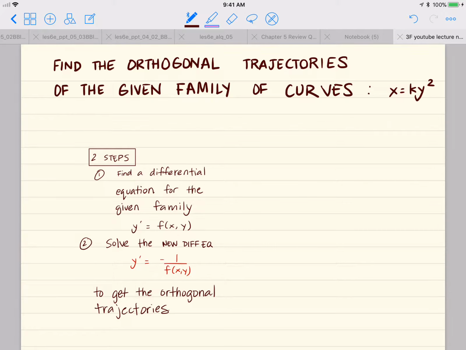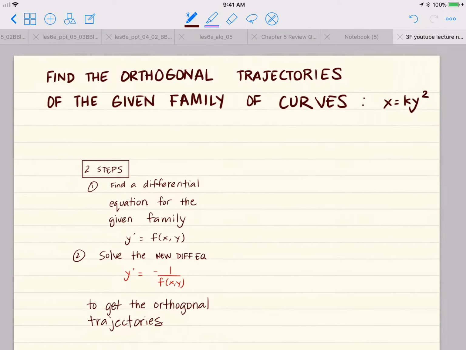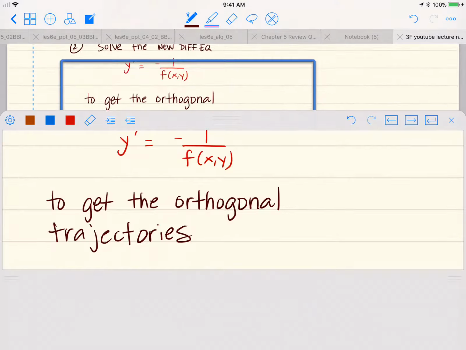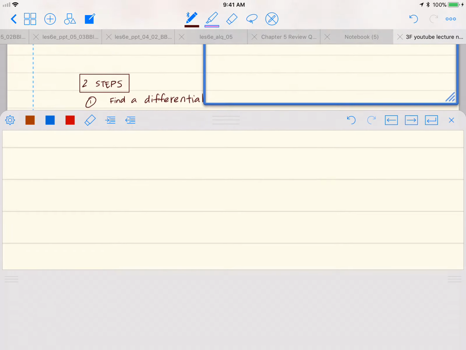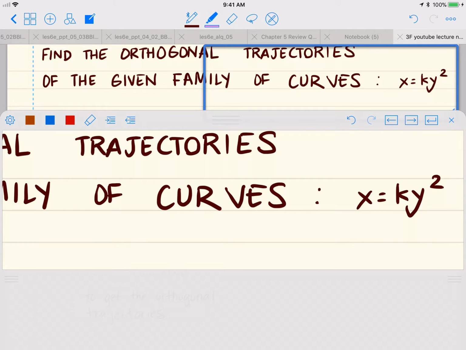So we're going to learn about finding orthogonal trajectories, and we're going to start off with this example from class. The example that we're starting off with is x equals k times y squared. So this is our family of parabolas that are shaped not up and down, but left and right. So we've got a family of parabolas that go to the left and to the right, and we want to find all of the orthogonal trajectories to this family.